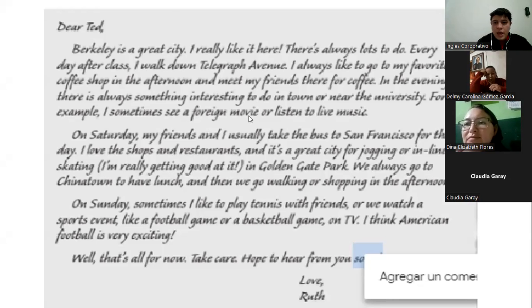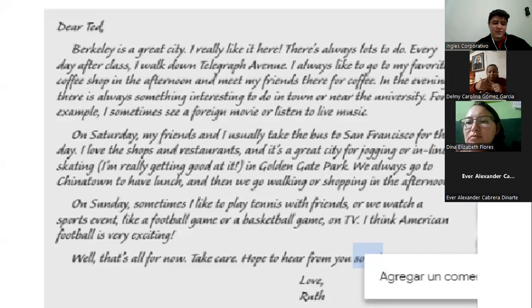Now let's see group two. I have Aide, Claudia Garay, Noemi, and Sandra Cruz. So group two, what can you tell me about this reading? ¿Qué pueden decir acerca de este reading? Group two. Aide, Claudia, Noemi, Sandra. What do you understand? Hi, teacher. Hi, Aide. So tell me, what do you understand about this reading?